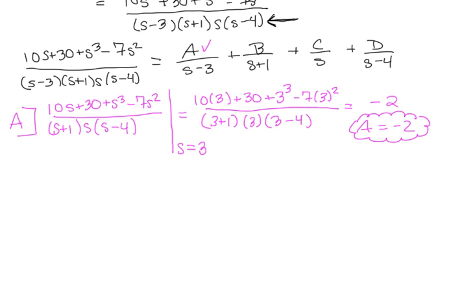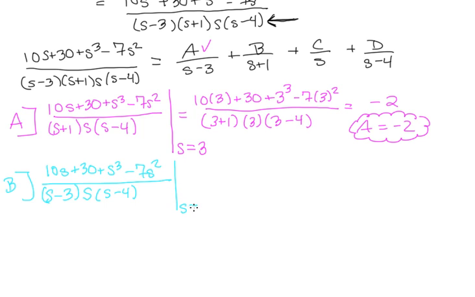Now let's do B. So I'm going to write it out again. Okay, so the denominator of B is s plus 1, so I'm going to cover up s plus 1. So I'm just not going to write it. Now s is going to equal negative 1 because s plus 1 equals 0, and so then we just subtract 1 to the other side. So then s is negative 1.